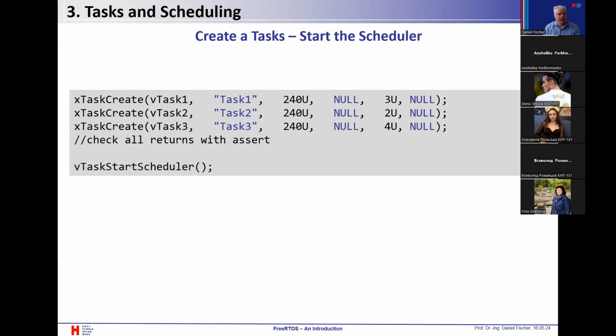Okay, now we start with the most important thing, the scheduler and how to create tasks. Here you can see a very simple example of how we create tasks. Here 3 tasks are created. It's very, very important to know this function. This is the most important function in FreeRTOS. The function name is xTaskCreate. Where does this name of the function come from?